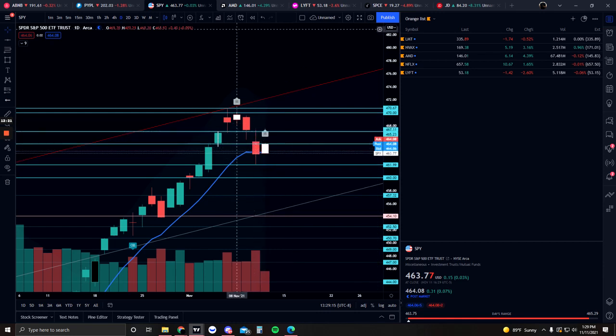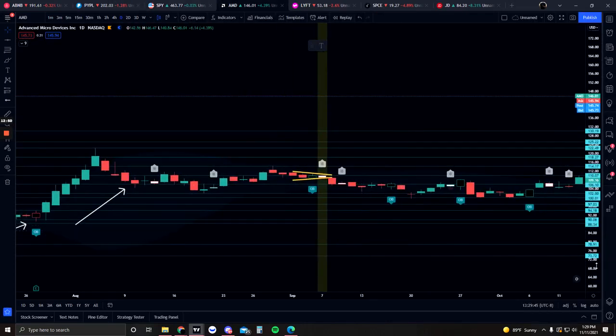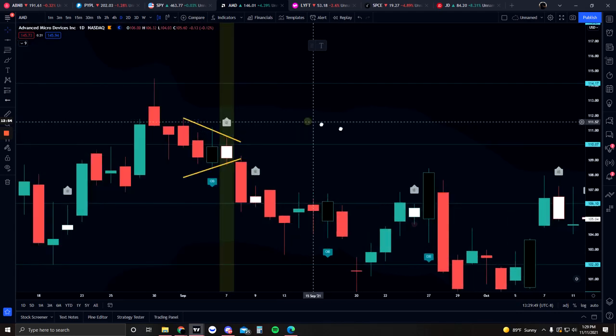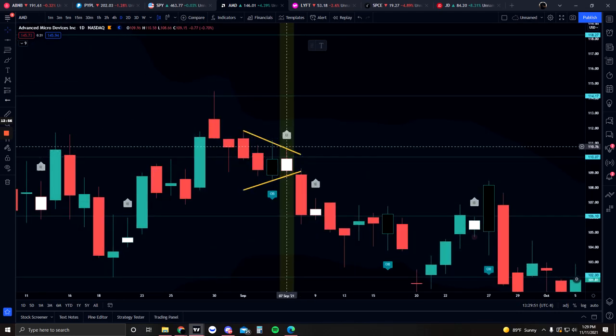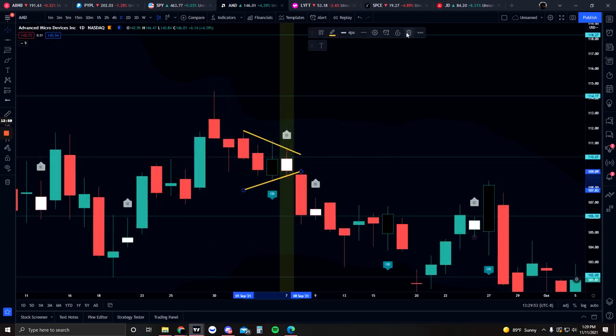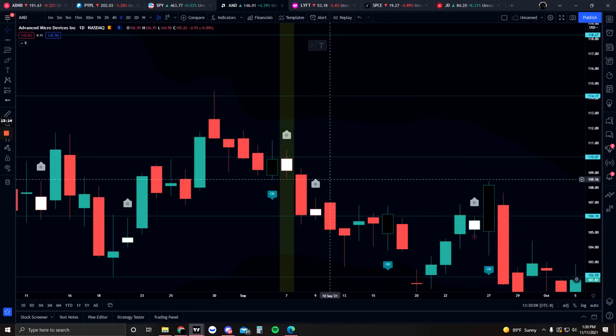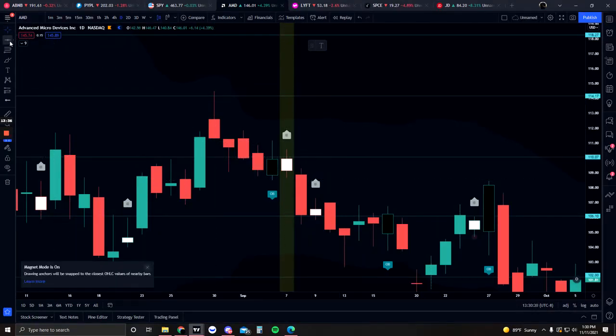Now what you're going to do is, I already had one here. Cool. So when you first see that inside bar, the first thing, we're going to get rid of these lines. The first thing you want to do is mark the high and the low. So you're going to mark the high and the low with a horizontal line like that.